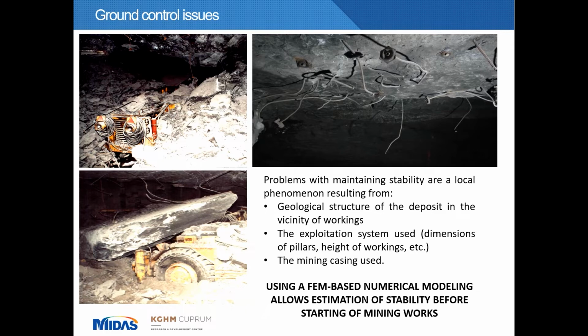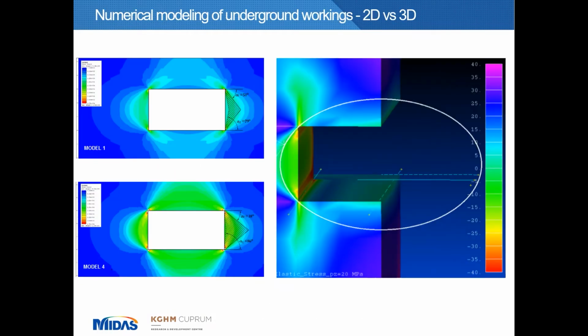And here it is necessary to indicate that the application of FEM-based numerical modeling tools allows us to estimate the stability of workings before starting mining works. So it remains to decide whether we want to perform our analysis in a two-dimensional or a three-dimensional environment. Now please take a look at why I believe that modeling of room and pillar mining systems should always be performed in 3 dimensions. In this slide you can see the comparison of results of 2D and 3D numerical modeling of tunnels excavated in intact rock.